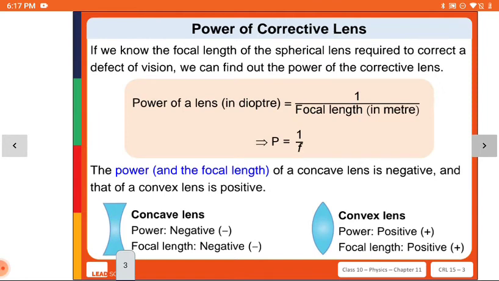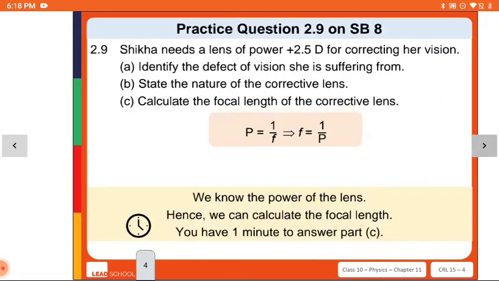So power of a corrective lens. How do we find the power of a lens? The power of a lens is decided according to the focal length. Power is defined as 1 upon f, that means 1 upon focal length, with focal length in meters. The power of a concave lens is negative and of a convex lens is positive. So for a concave lens, the power is negative and the focal length is also negative, and in case of a convex lens the focal length is positive and the power is also positive.